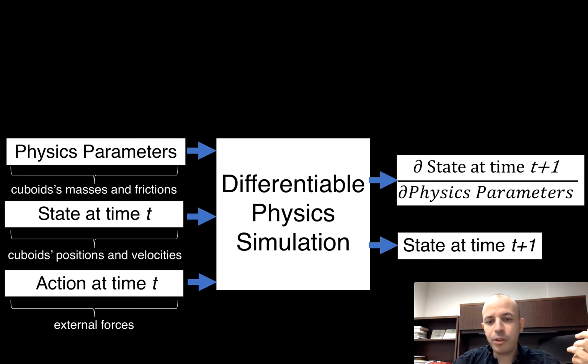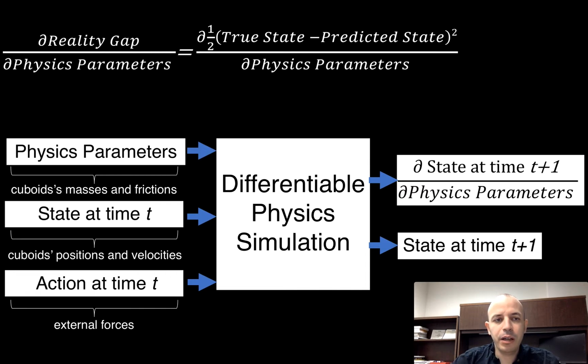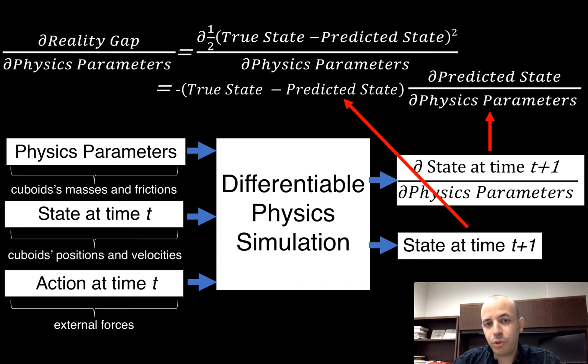But what if, in addition to that, we also get the gradient of the state with respect to the physics parameters? That can help us compute the gradient of the reality gap, which is nothing but the difference between the true state and the predicted state, with respect to the physics parameters. And to do this, you first need to compute the difference between the true state and the predicted state, and you multiply the result by the derivative of the predicted state with respect to the physics parameters, which are the mass and friction of each cuboid. And if you have a differentiable physics engine, then you can get all that, and then you can use the gradient to update the physics parameters.